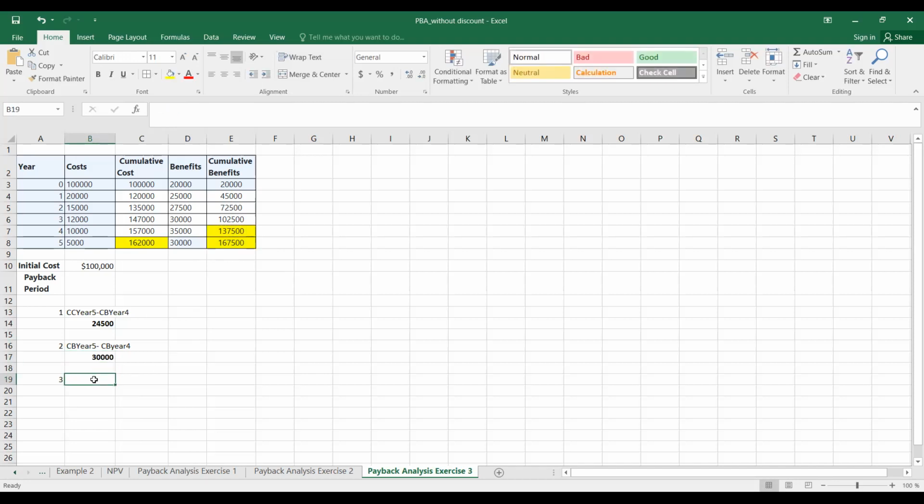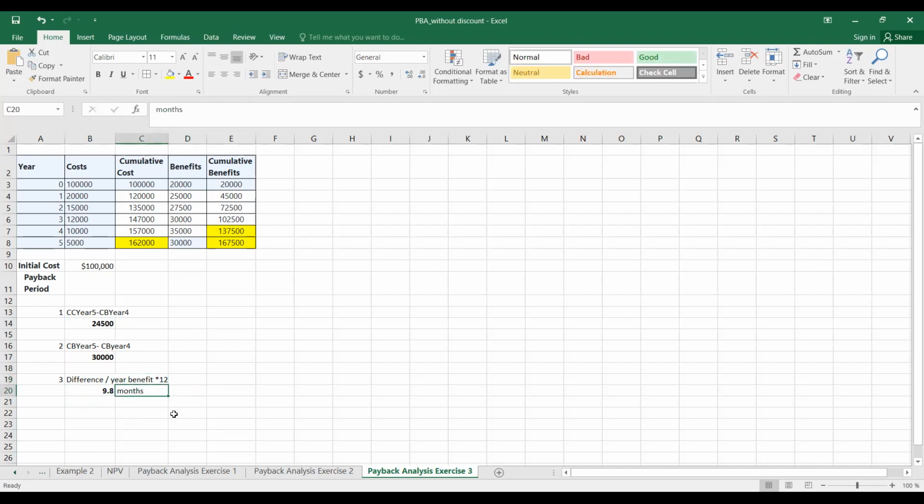Now, once you're done with that, you will do the difference of year 4 and year 5, this difference for 1, okay? And then you'll place it over the yearly benefit multiplied by 12. So you should be able to get an answer: 24,500 divided by 30,000 multiplied by 12. So the value that you get is 9.8 months. Why months? 12 is equivalent to months.